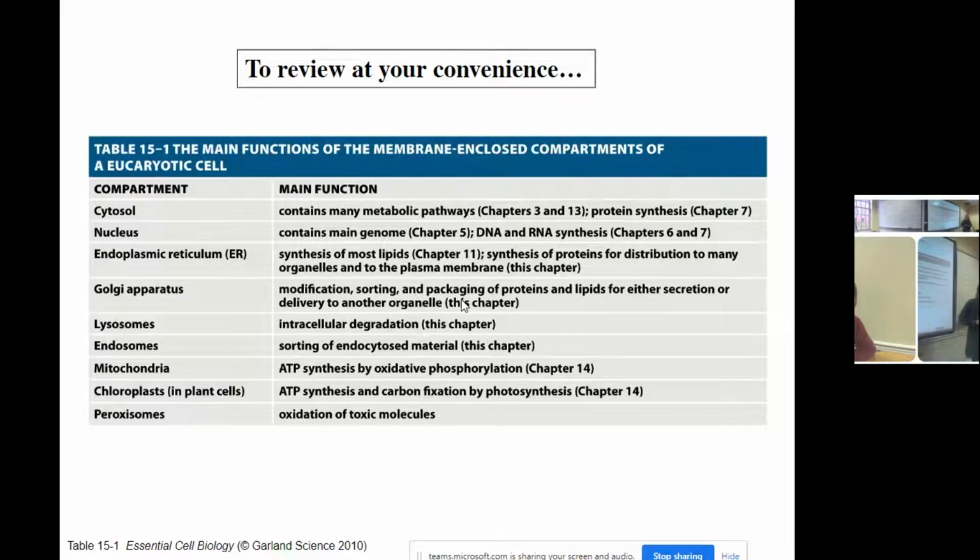So getting the proteins that are made by the cell to their correct location is the topic of, I think, today and Thursday's lecture. How do proteins get to these different compartments and get sent to the correct place where they're supposed to do their job?